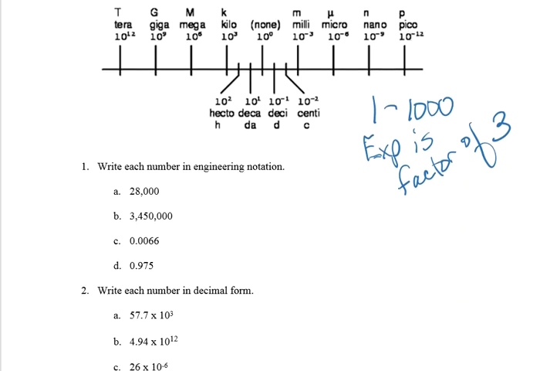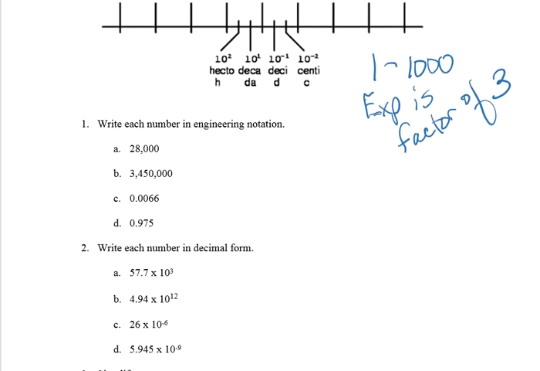So we have 28,000, and we're supposed to write it in engineering notation. Because the exponent has to be a factor of 3, we move in groups of 3. The decimal right now is at the very end. We're not going to think about moving in ones, we're going to move in chunks of 3. So there's a group of 3. Now if I moved again, I would not have a number between 1 and 1,000, so I have to stop.